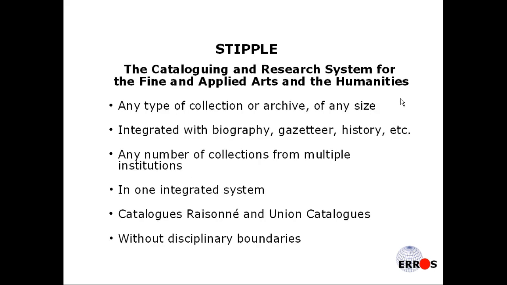STIPPLE is an advanced system for cataloging collections of any type of object and archives of any size and for recording history. STIPPLE can combine any number of collections of diverse object types from multiple institutions in one central system, creating integrated catalogues raisonné and union catalogues. Thus, fine and applied art history is combined with economic, social, political, military, family and local history, and with archaeology, geology, etc. in one integrated system, crossing all disciplinary boundaries.